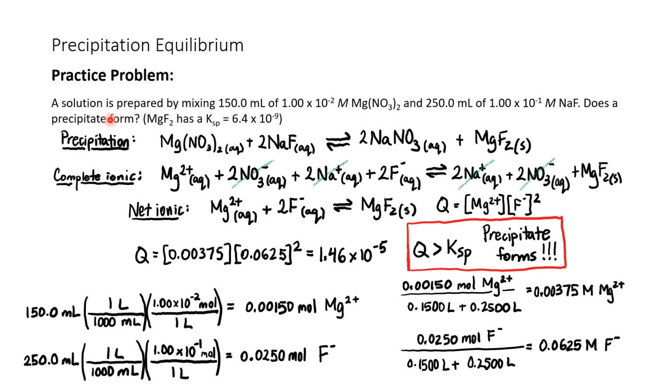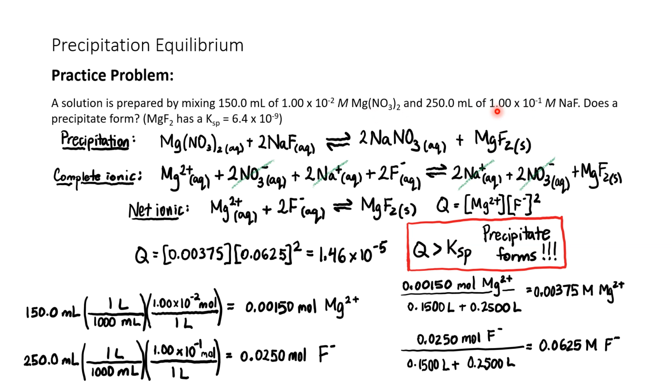So let's do a practice problem, right? Let me read the problem. It says a solution is prepared by mixing 150 milliliters of a 1.00 times 10 to the negative 2 molar magnesium nitrate, and 250 milliliters of a 1.00 times 10 to the negative 1 molar sodium fluoride.